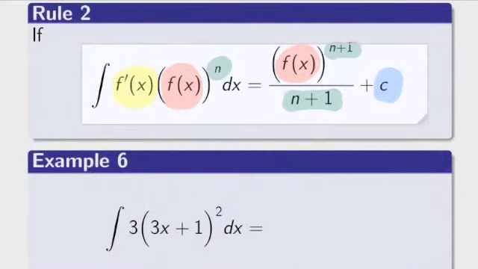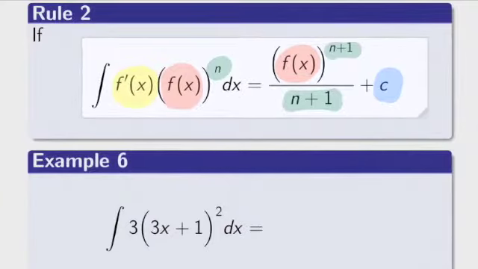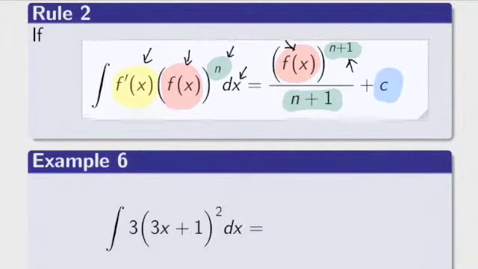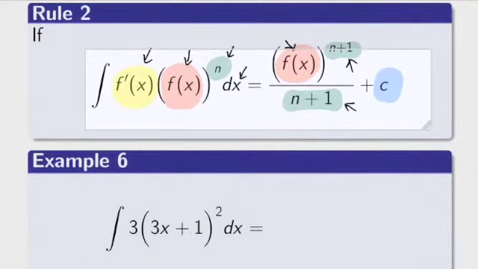So I think it is important to observe the terms on the left hand side and the right hand side of this equation. So we are integrating f dash x times f(x) raised to the power n with respect to the variable x. The answer is f(x) raised to the power n plus 1, divided by n plus 1, plus a constant. Note well, this result is applicable for n not equal to minus 1.